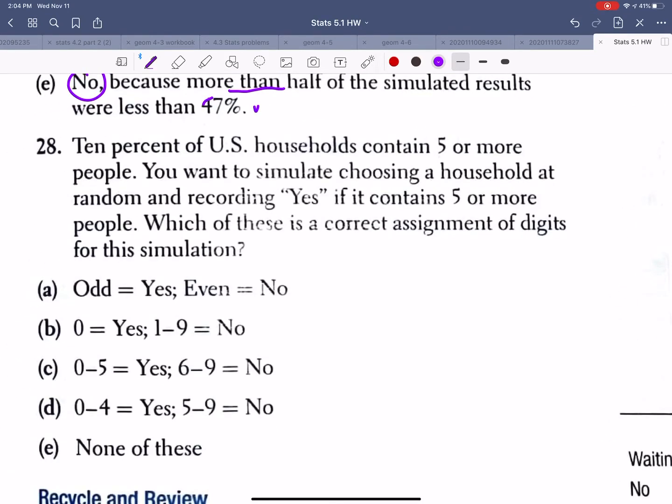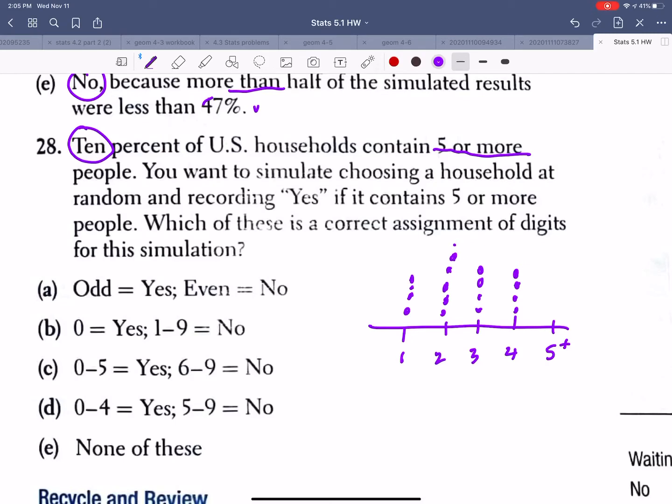Now here we come to the final question. It says 10% of the U.S. household contains 5 or more people. So this is what this would maybe look like. So maybe it helps you kind of picture what they're talking about. Okay, so if you live by yourself, you'd fall there, right? So here's maybe the U.S. population. And they're saying, if I collected a bunch of data, 10% of the time, so that you are 5 or more. So they're saying that 10% of the time, you would have 5 or more.